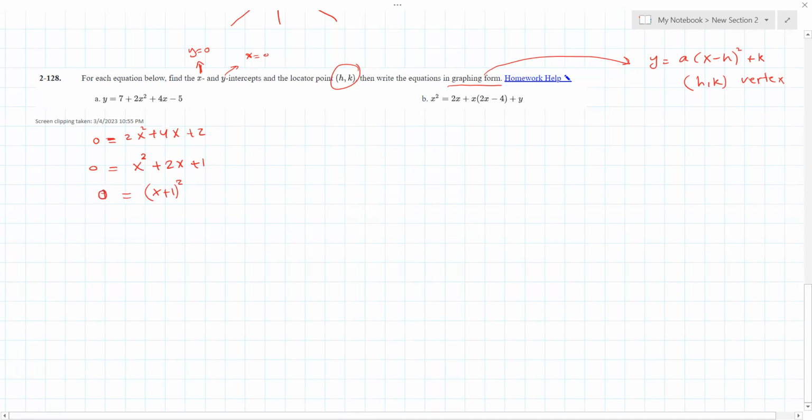And now to get rid of the square here, we apply square root to both sides. So we get x plus 1 equals 0. So x is equal to -1. This is the x-intercept.